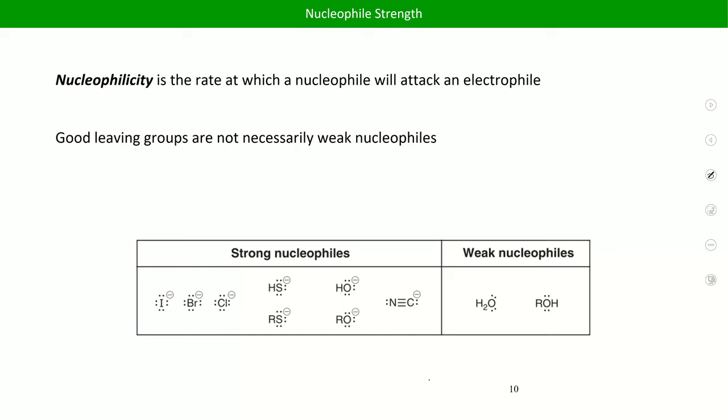Most of your strong nucleophiles are going to be things with a negative charge. All nucleophiles have to have at least a lone pair. If you've got a lone pair and a negative charge, typically that's a strong nucleophile. The trick here is that good leaving groups are not necessarily bad nucleophiles. You'll notice these three are our three most common leaving groups, right? They're way at the top of that chart. But they're also strong nucleophiles because they've got that negative charge.